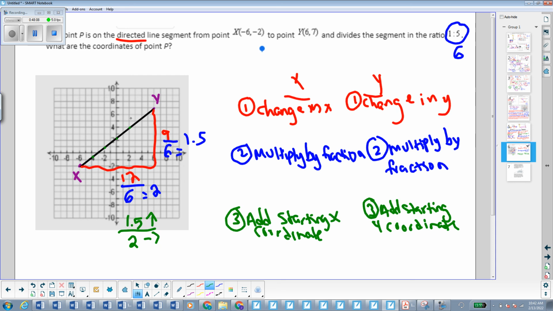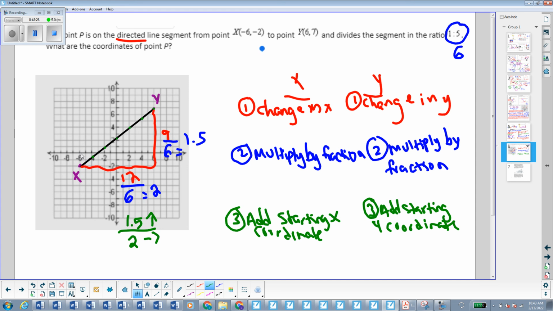I'm going to go up 1.5 spaces and to the right 2 spaces and mark that point. And then finally, I'm going to go up 1.5 spaces and to the right 2 spaces, and I end up at the other endpoint Y. And if you end up at the other endpoint, that means you did a good job. That means you did everything right graphically.